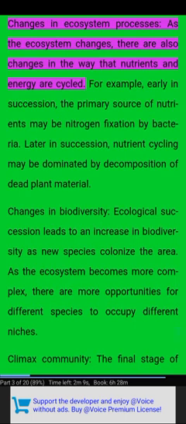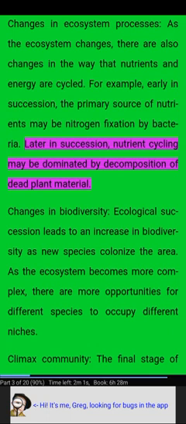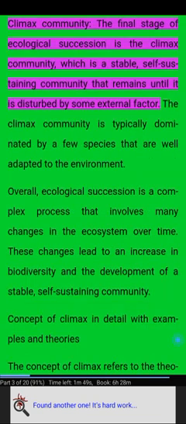Changes in ecosystem processes. As the ecosystem changes, there are also changes in the way that nutrients and energy are cycled. For example, early in succession, the primary source of nutrients may be nitrogen fixation by bacteria. Later in succession, nutrient cycling may be dominated by decomposition of dead plant material. Changes in biodiversity. Ecological succession leads to an increase in biodiversity as new species colonize the area. As the ecosystem becomes more complex, there are more opportunities for different species to occupy different niches.